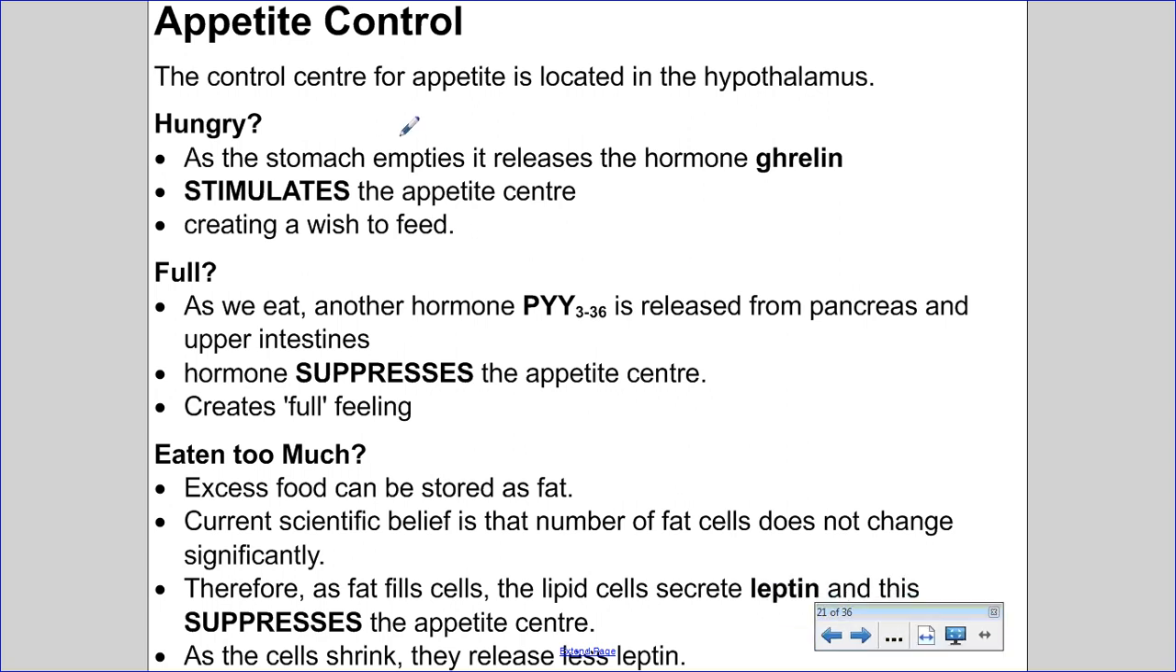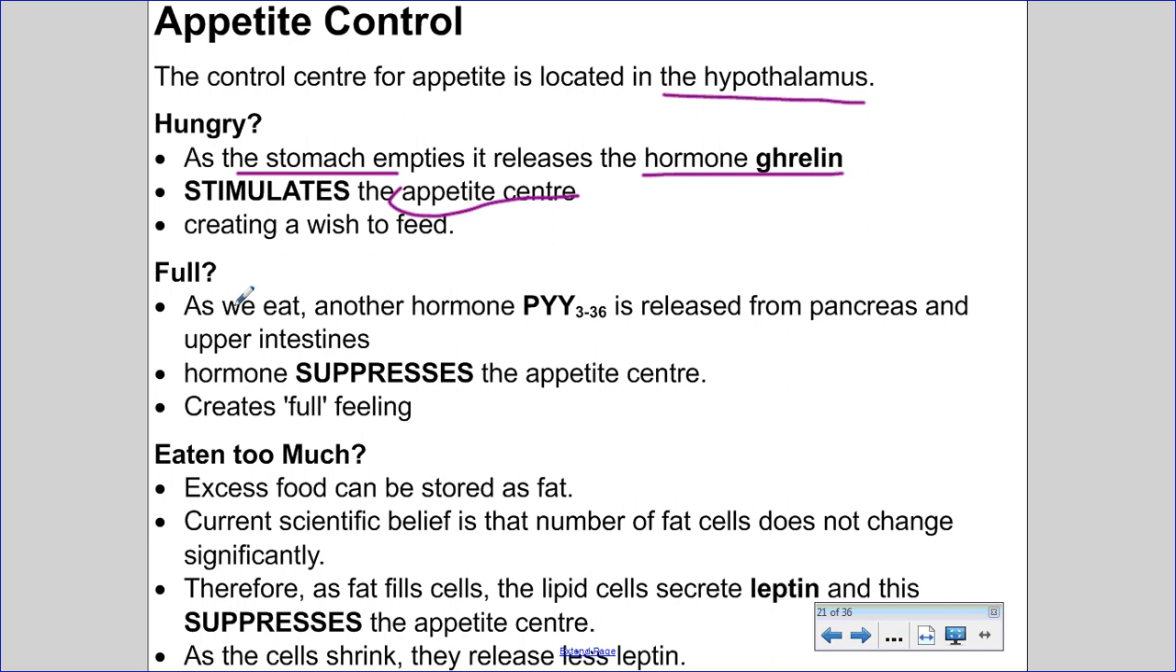So appetite control now is basically controlled in an area located in the hypothalamus. If you're hungry, as the stomach empties, it will release a hormone called ghrelin. This will stimulate the appetite center, which is located in the hypothalamus. This creates a wish to feed. It creates this idea that you need to eat.